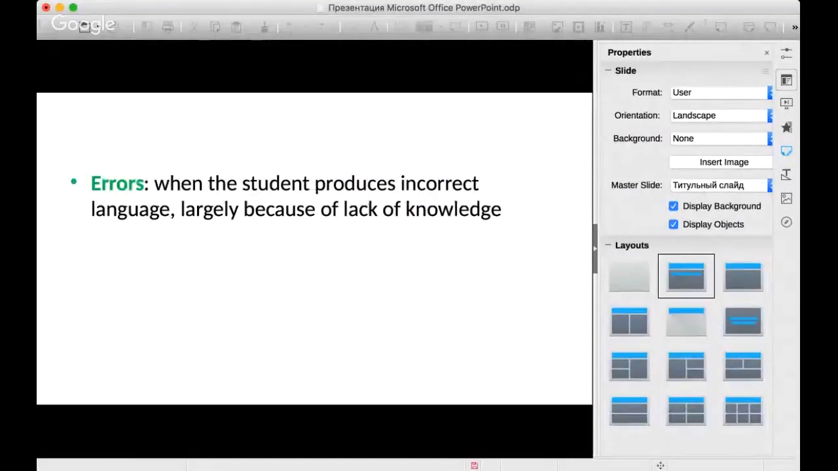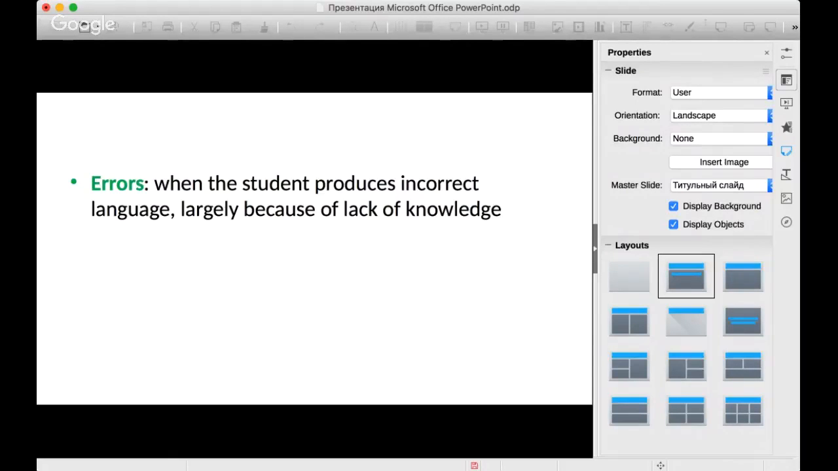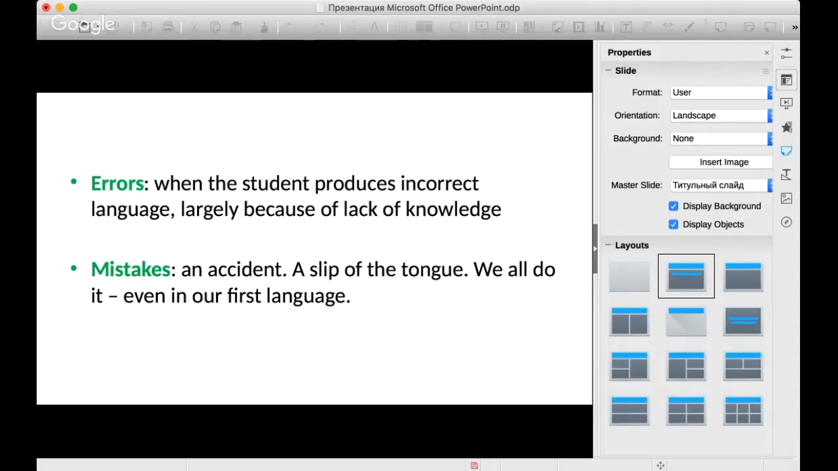So first, I want to tell you actually what mistakes or what things we need to correct. So the first one, you need to understand the difference between errors and mistakes. So there are errors. It means that students can use the incorrect language, or they make these mistakes because of the lack of knowledge. But also, students can make mistakes. Usually, they are accidents. They can be slips of the tongue, and we, of course, can make these mistakes in our native language, yeah, in our Russian or Ukrainian.